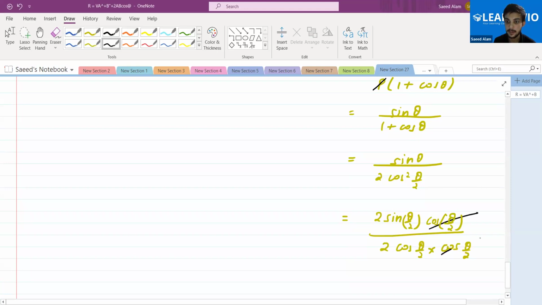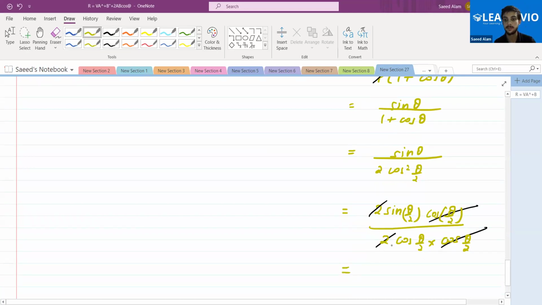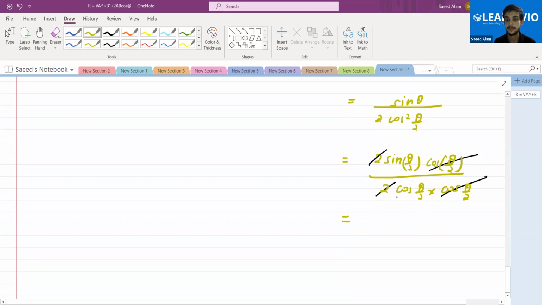Cancel the cos theta by 2. This will get cancelled out. What will remain here? Should I cancel the 2 also? Yes. So what will remain is sin theta by 2 divided by cos theta by 2. What does it actually become, sin by cos? That is tan theta by 2. Yes, you're going very nicely. That's it. Tan alpha is this. What is then alpha equal to? Tan alpha equals tan theta by 2.